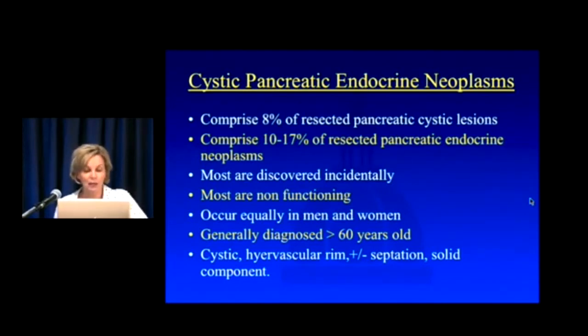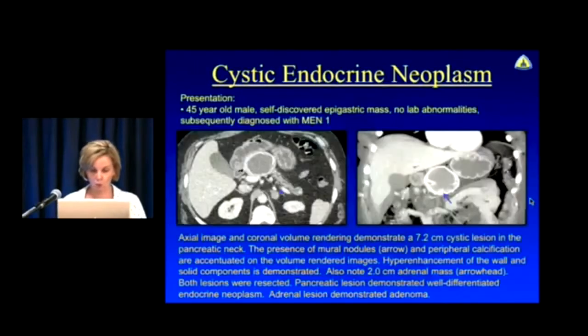They occur equally in men and women, generally diagnosed over the age of 60, and these can look complicated. So they're going to be cystic, but the key to these is often the hypervascular rim. They'll get really significant enhancement in the wall. So here's an example. This is definitely a complicated cystic neoplasm, right? I don't like it for IPMN. I don't like it for serous cystadenoma. Could be a mucinous neoplasm, but the fact that you get that really hyper enhancement of the rim should put a cystic endocrine neoplasm at the top of your list.